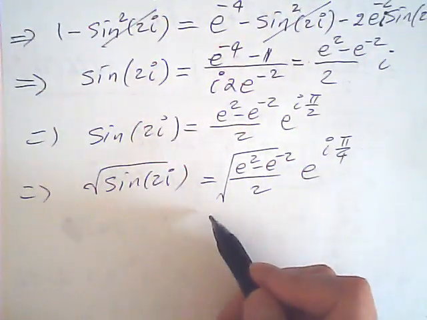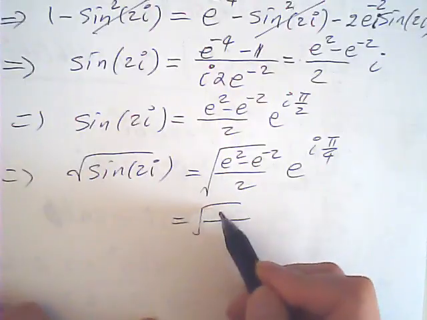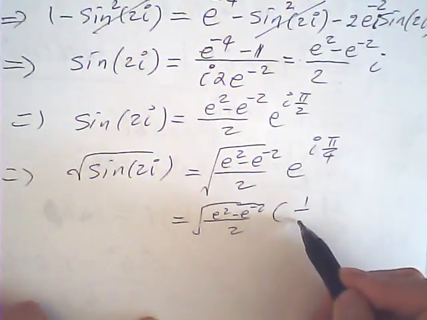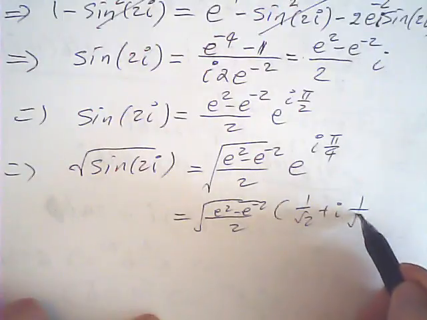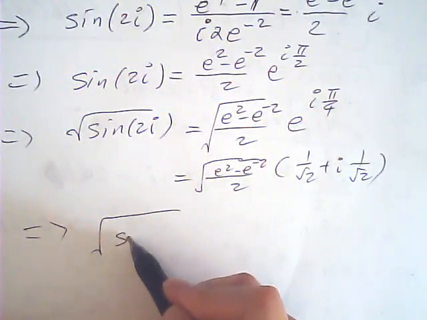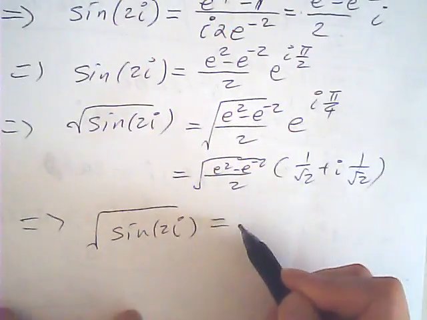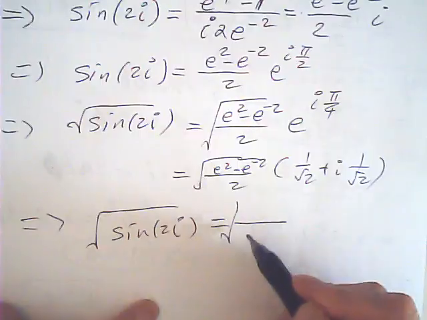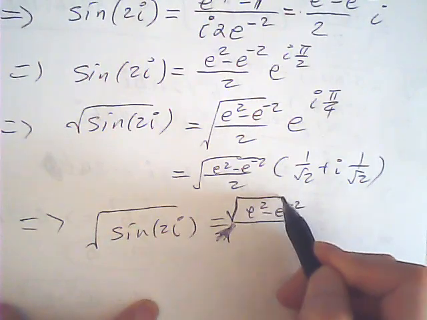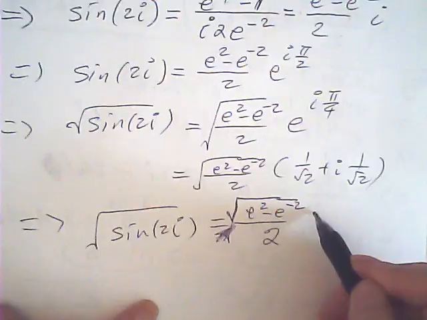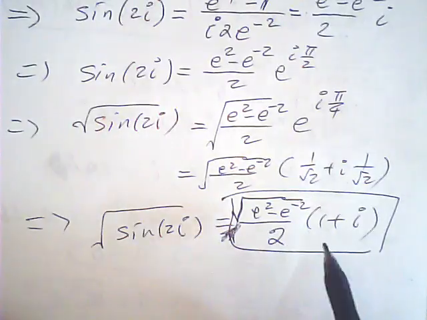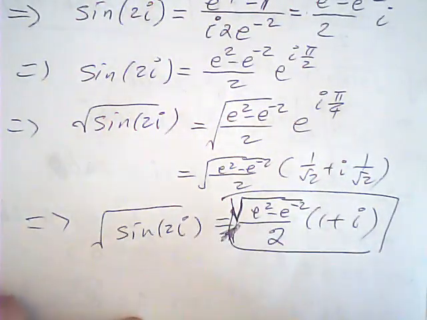So then it's the same thing. This one is equal to e squared minus e to the negative 2. This is 1 over root 2 plus i 1 over root 2. So finally, I get the same thing. The square root of 2i is equal to, I write too fast, e squared minus e to the negative 2 over 2, 1 plus i. Okay, same answer by method 3.